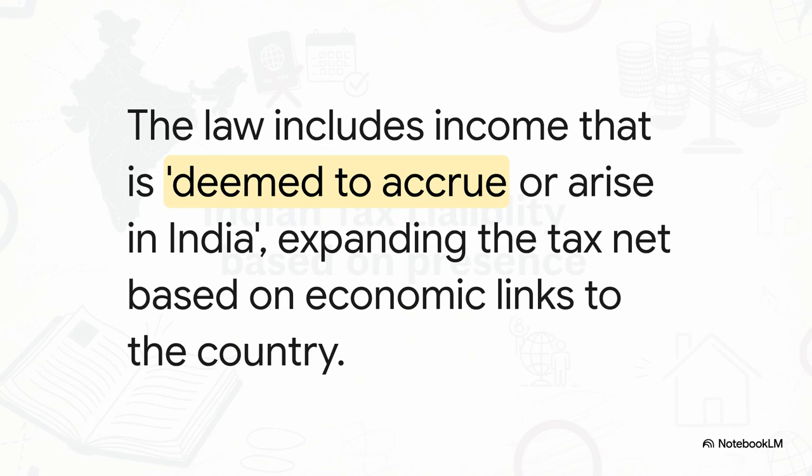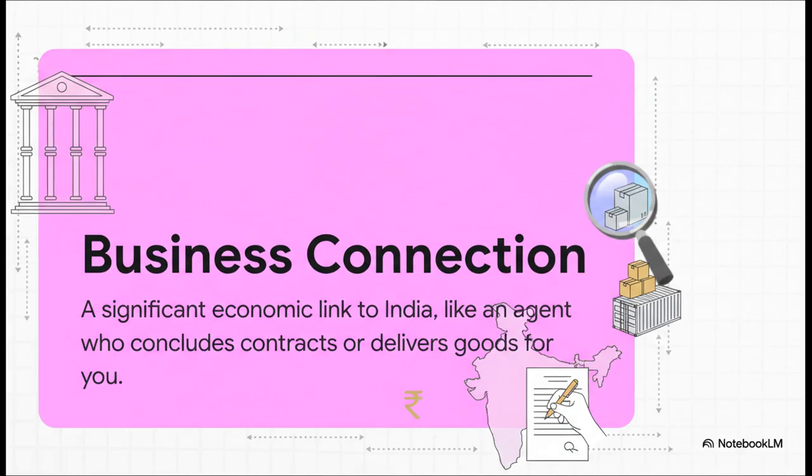Section 9 introduces this powerful idea of income that is deemed to accrue or arise in India. It's a tool that basically lets tax authorities look past the surface of a transaction and focus on its real economic connection to the country. One of the main triggers for this is something called a business connection. Now, we're not just talking about having an office in India. It's about having a real, substantial economic link.